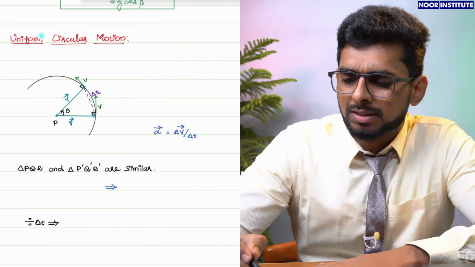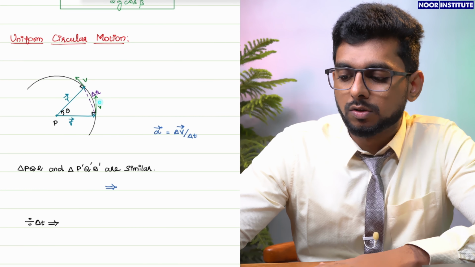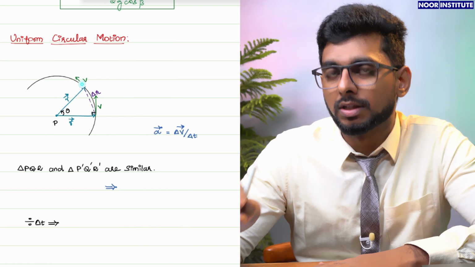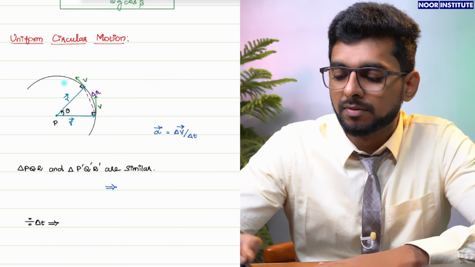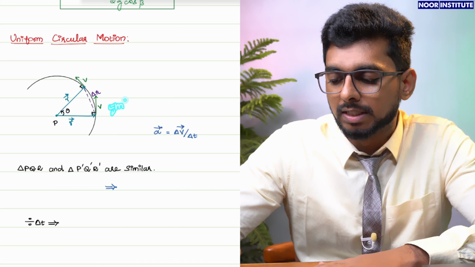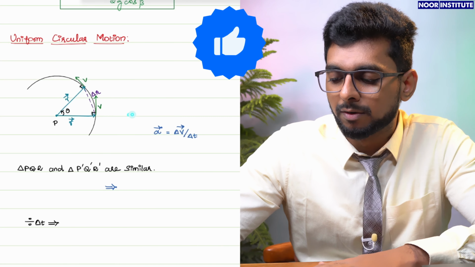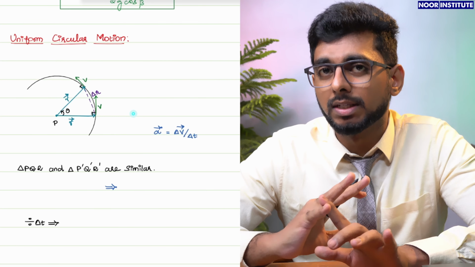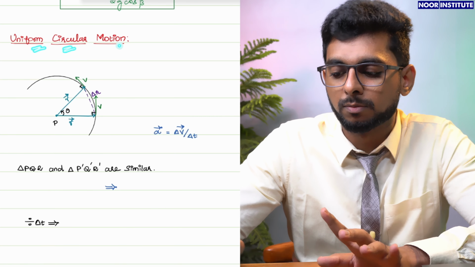As the name suggests, uniform actually means the object is moving with a constant speed. Obviously the velocity will be changing because the direction is changing in circular motion. But it is moving with a constant speed. Let's say the speed of the object is 5 meters per second, which means it covers 5 meters in every 1 second. So velocity changes, but the speed is constant. Therefore, it is called uniform circular motion.